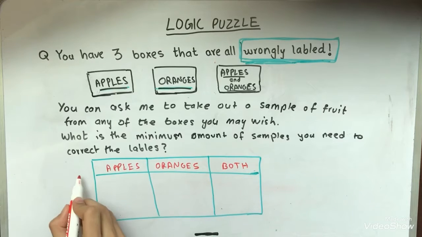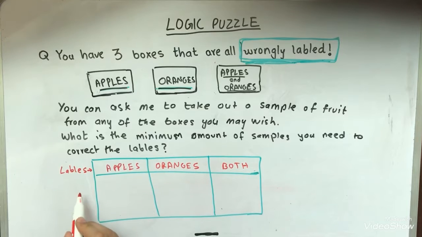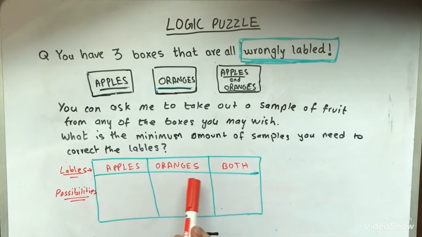So these are the labels, and here I'm going to write down the possible outcomes, the possibilities. Did I write the spellings right? Yes, I guess I did. Anyways, so apples, oranges, and both. These are the labels, and now I'm going to write down the possibilities. So what are the possibilities?